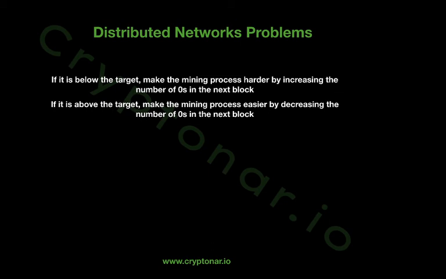And if it's above the target, if we need to make the mining process easier because the number of blocks is too little, then what we need to do is to decrease the number of zeros that we expect in the hash. We say, hey, guys, no worries. We know it's difficult. You're not so many. Let's take out a zero so it's easier, and so we can still produce a new Bitcoin block every 10 minutes.